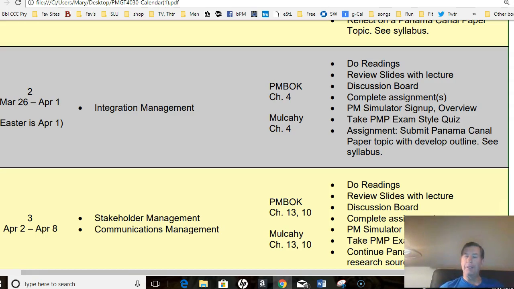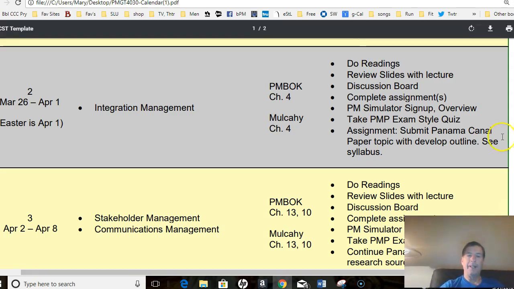And then the assignment to submit is the paper topic, which you will develop, including an outline. And that was described in the syllabus. So hopefully that is coming.